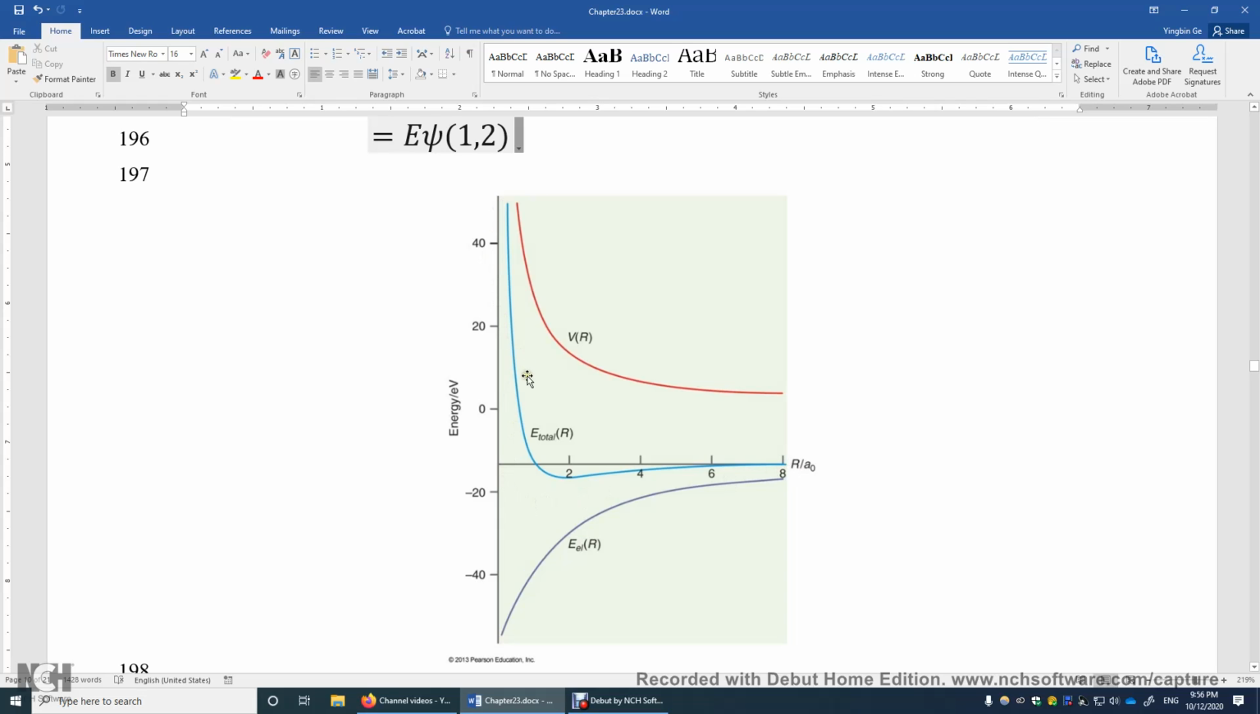Over here, when the two nuclei are too close to each other, we'll get a very high energy due to the repulsion between the two nuclei.